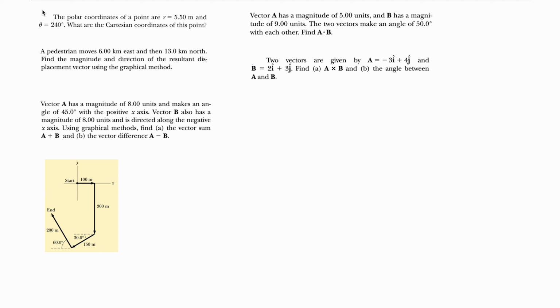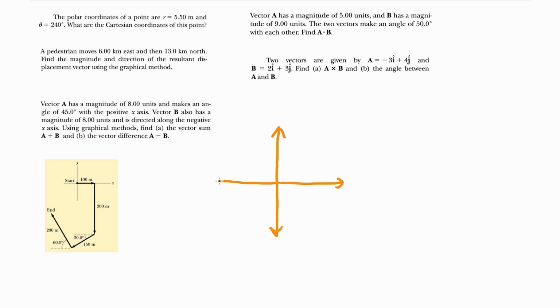So we're going to solve a couple of problems on what we've just learned. Let's start with this one. The polar coordinates of a point are equal to r 5.5 meters and theta equals 240 degrees. What are the Cartesian coordinates of this point? You can stop the video and try to figure it out by yourself. I'm just going to solve it in here.